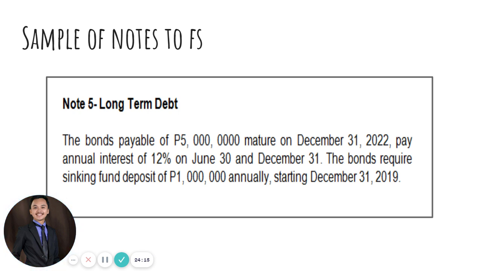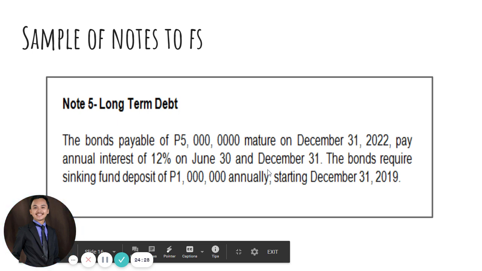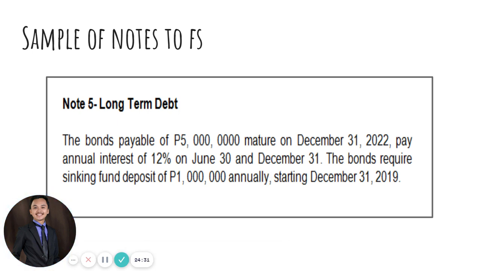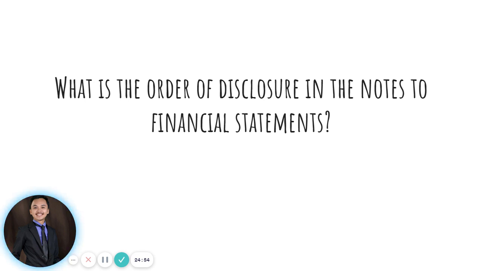So it also includes non-financial disclosures and contractual commitments. In this case, it includes the bonds payable of 5 million that will mature on December 31, 2022. It pays an annual interest of 12% on June 30 and December 31. And the bonds require a sinking fund deposit of 1 million annually starting December 31 of 2019. All right? So these are the important disclosures, guys, that we need to remember and be familiar with in preparing our financial statements. Again, those are the items necessary to remember in preparing our financial statements.